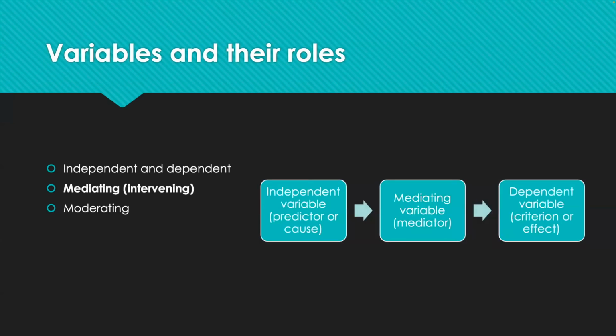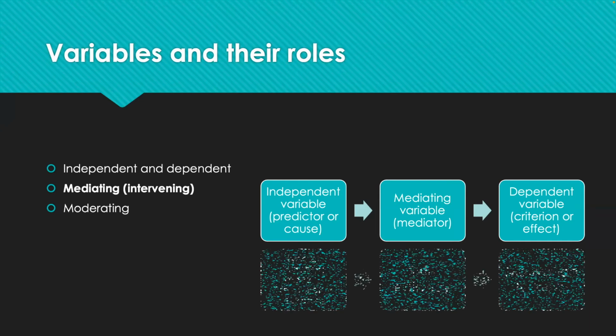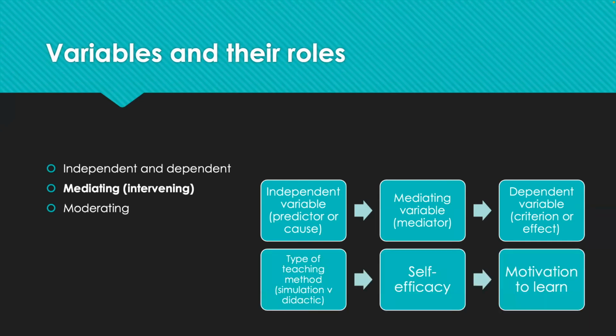Sometimes we study more than two variables at a time in quantitative research. Variables that are the reason why an independent variable relates to a dependent variable are called mediating variables or intervening variables. For example, a study might investigate whether a simulation compared to traditional methods of teaching improves motivation to learn because it increases self-efficacy. In this example, self-efficacy is the mediator, because it acts between the type of teaching method and motivation to learn.